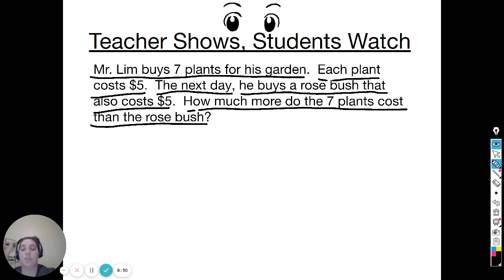Okay, so there's 2 steps to this problem. Let's look at just the first step. Mr. Lim buys 7 plants for his garden, and each plant costs $5. So let's start there. I'm going to make my tape diagram.